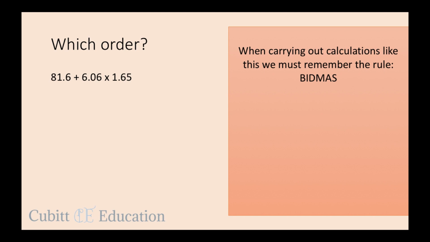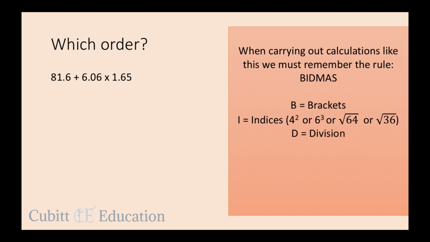BIDMAS stands for brackets, indices. Now, we've got no brackets in here, and we've got no indices. But indices are like this. So 4 squared, or 6 cubed, or the square root of 64, or the square root of 36. They could come in this format. It might not be these exact ones, but you could get it in this format. That's what indices are. Sometimes you might see BODMAS, but it means the same thing.